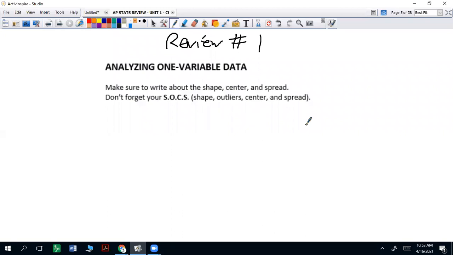You're going to be given graphs or data, and you have to describe things like, what is the shape? What's the center? What's the spread? Well, what does all that mean? Let's talk about shape, center, and spread.